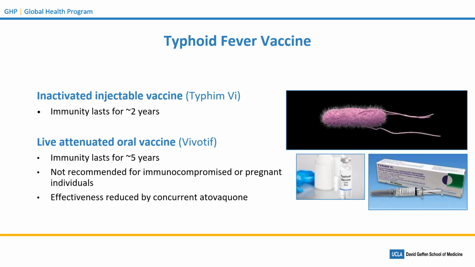So we're going to talk a little bit about typhoid fever vaccine. There are 2 forms, the first of which is the inactivated injectable vaccine, where the immunity lasts for 2 years. And then there's the live attenuated oral vaccine. This one actually was off the market for a while, but just came back on market about a year or 2 ago. That immunity lasts for about 5 years. It's not recommended for immunocompromised or pregnant individuals, and its effectiveness is reduced by concurrent malarone, so keep that in mind.